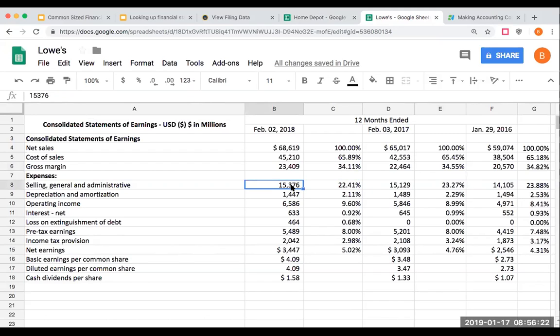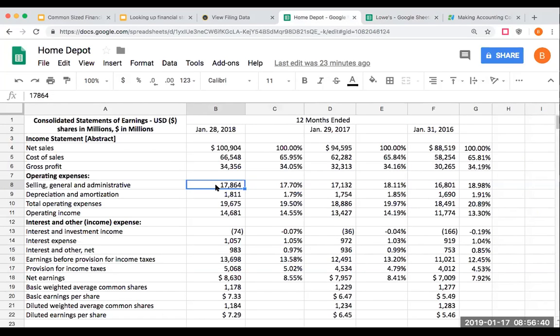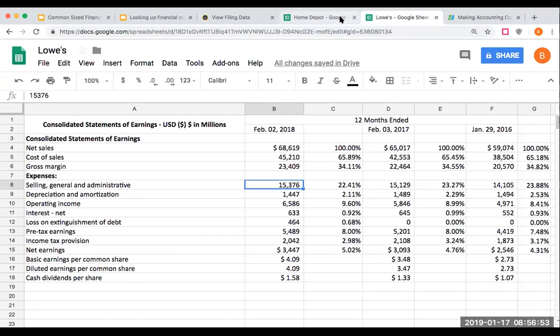Now, what's important to know is that even though Lowe's has a higher percentage of total selling and general administrative costs relative to sales, on a dollar for dollar basis, Home Depot is higher than Lowe's, okay? The reason the percentage is lower is because when you're dividing this by the total sales, you're getting to about 17%, and Lowe's is about 32% less in terms of total revenue than Home Depot.